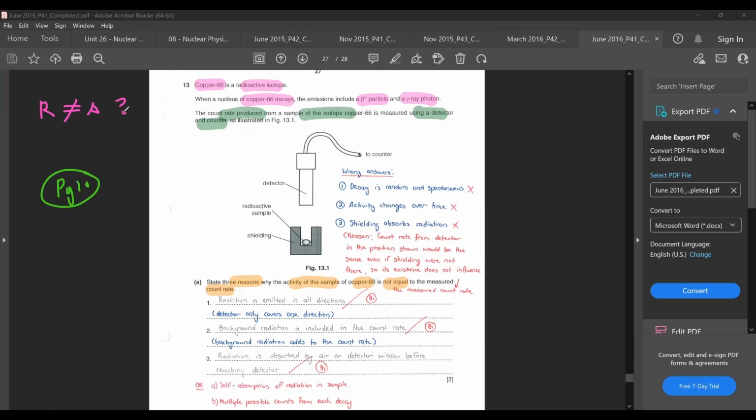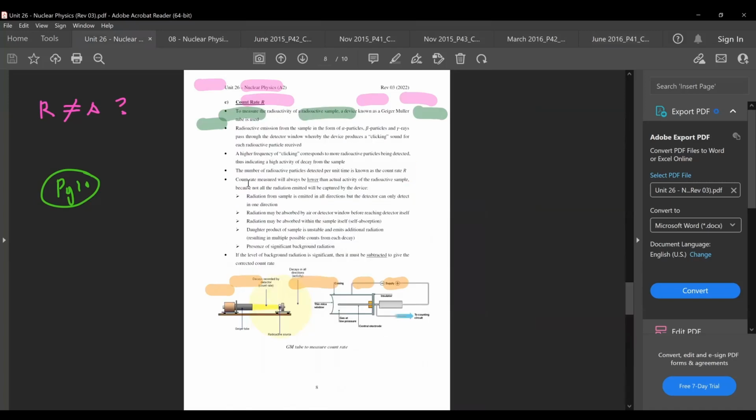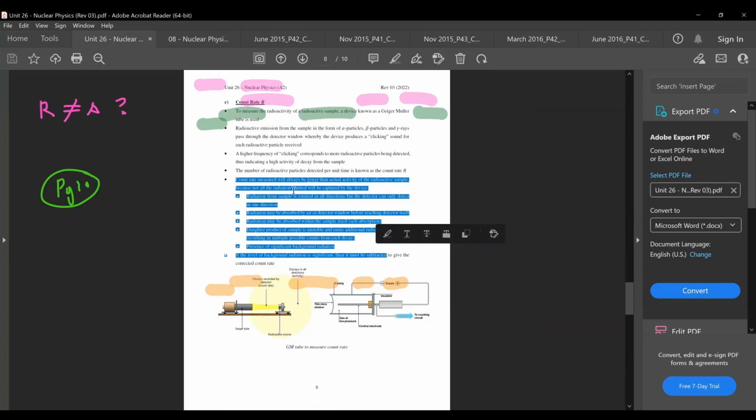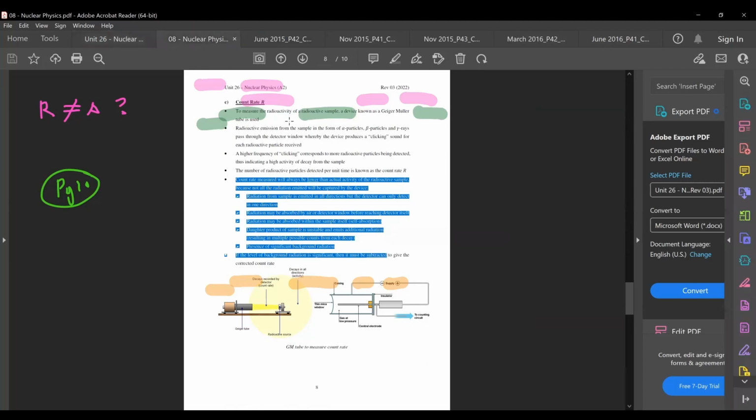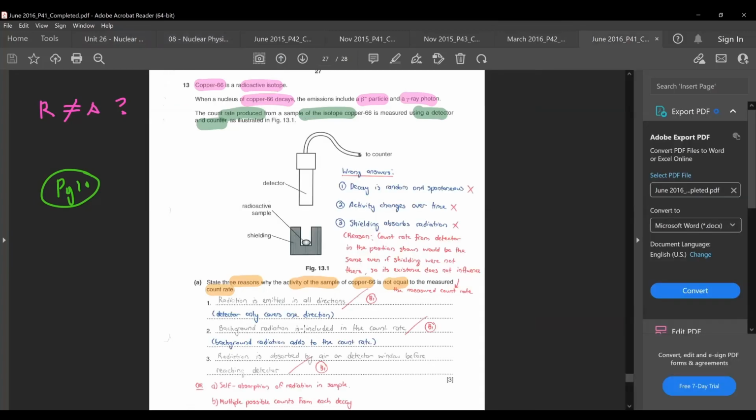So this one we actually went through in detail in the last lesson, specifically inside your notes, page 8. I went through with you the points why your count rate would not be equal to your activity. So these are actually the points. You can choose any one of those points. They are reproduced inside your work solutions here.